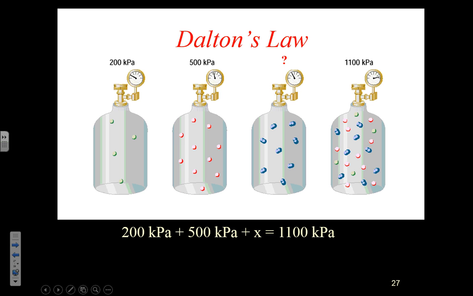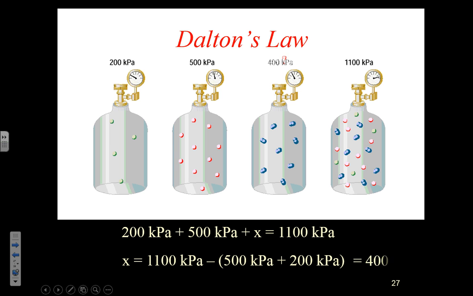Remember, the individual pressures add up to the total pressure. So 200 plus 500 plus x has to equal 1100. Solve for x: 1100 minus the sum of 500 plus 200, which is 700. x has to equal 400 kPa. So that has to be our missing gas. It's a nice simple add-subtract law, so Dalton's law calculations are fairly simple.